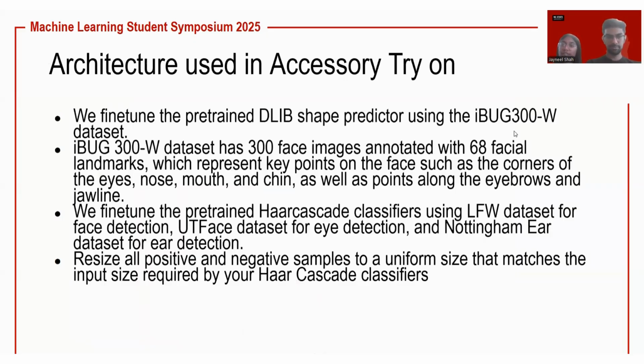And the architecture that we used in the accessory try-on is that we fine-tune the dlib shape predictor using the iBUG 300-W dataset. It basically consists of 68 facial landmarks, which represent the key points on the face. And we fine-tune the pre-trained Haar cascade classifier, especially the UT face detection for eye detection, and Nottingham dataset for ear detection. And we resize all the positive and negative samples accordingly.